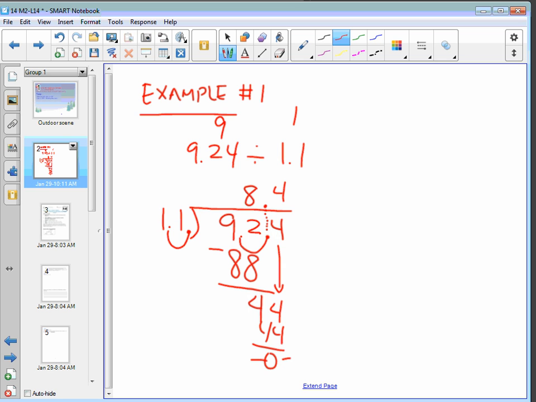Another good way to check is to round the numbers down. This is 1 and this is 9. You've already done it. If you do this division, you get 9. If I round this to 8 and I round this to 1, I'm going to get 8. So my number has to be somewhere between 8 and 9, which 8.4 is. Just do a mental check and make sure that your decimal is in the right spot. Okay? All right, let's try another one. Example 2.